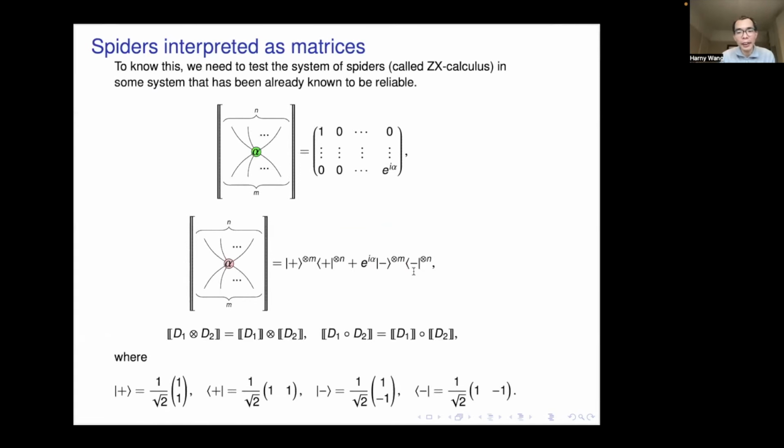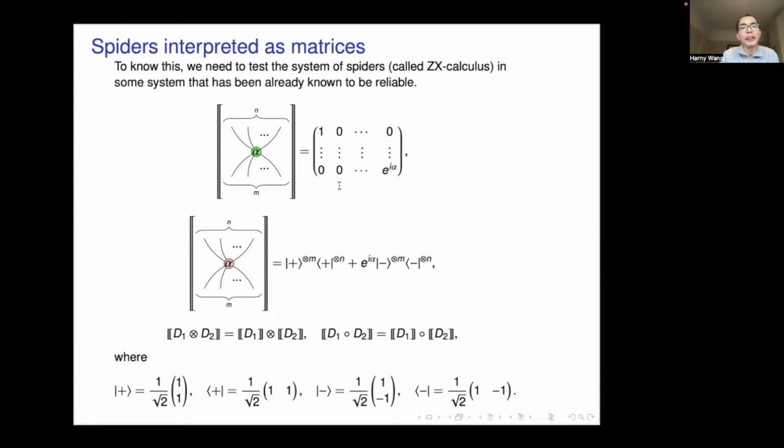To do this, it's like in logic theory, you need to find a model for your theory, right? Here it is the same. You have graphs, you have diagrams, these spiders. But how do we know the rules you added are correct? You need to interpret them in another system which we already know is reliable. What we already know is reliable is the matrices, or the Hilbert space formalism in quantum theory. So we interpret these spiders into matrices.